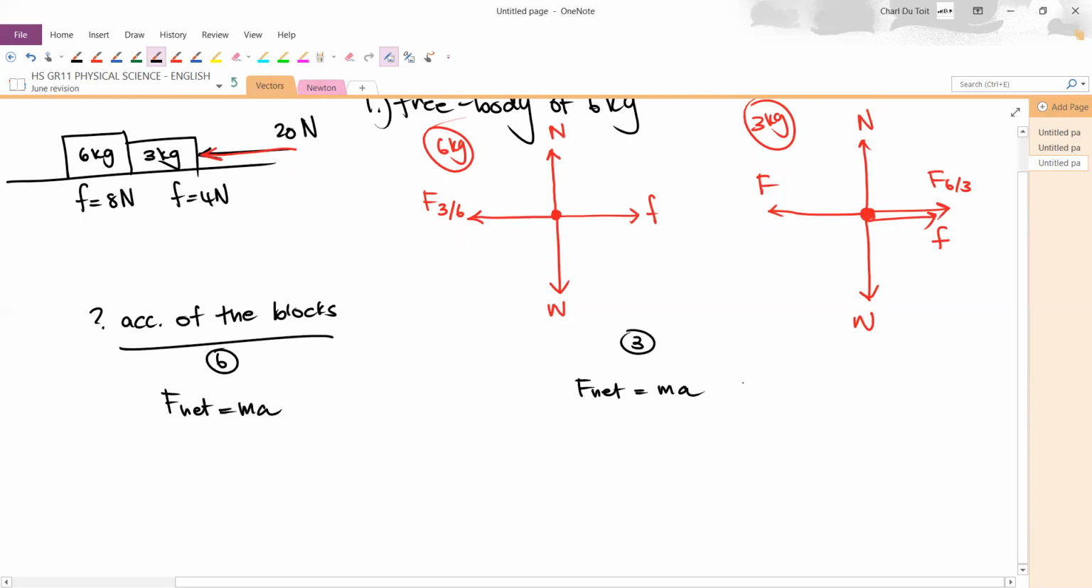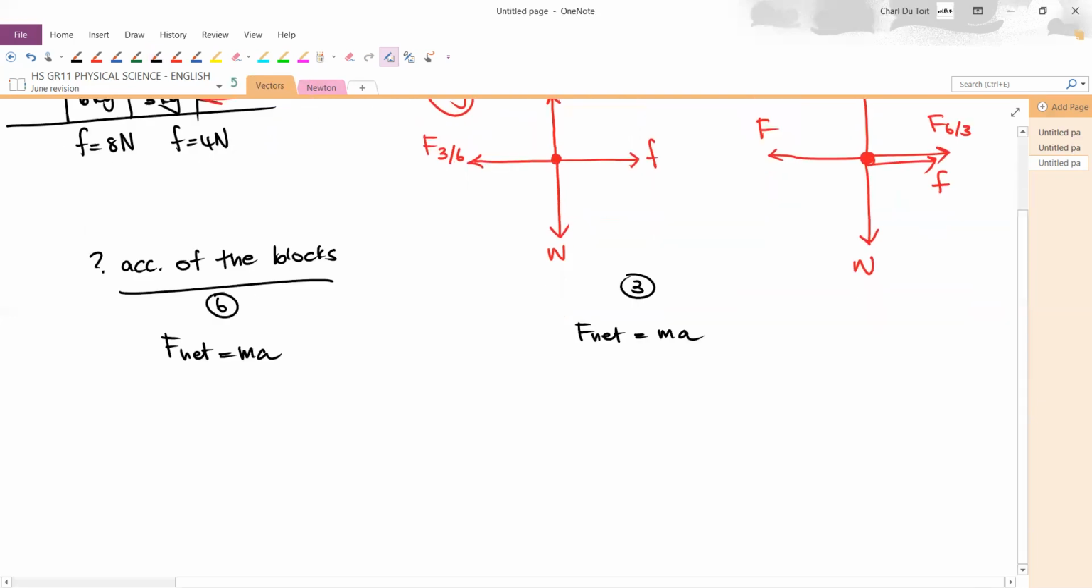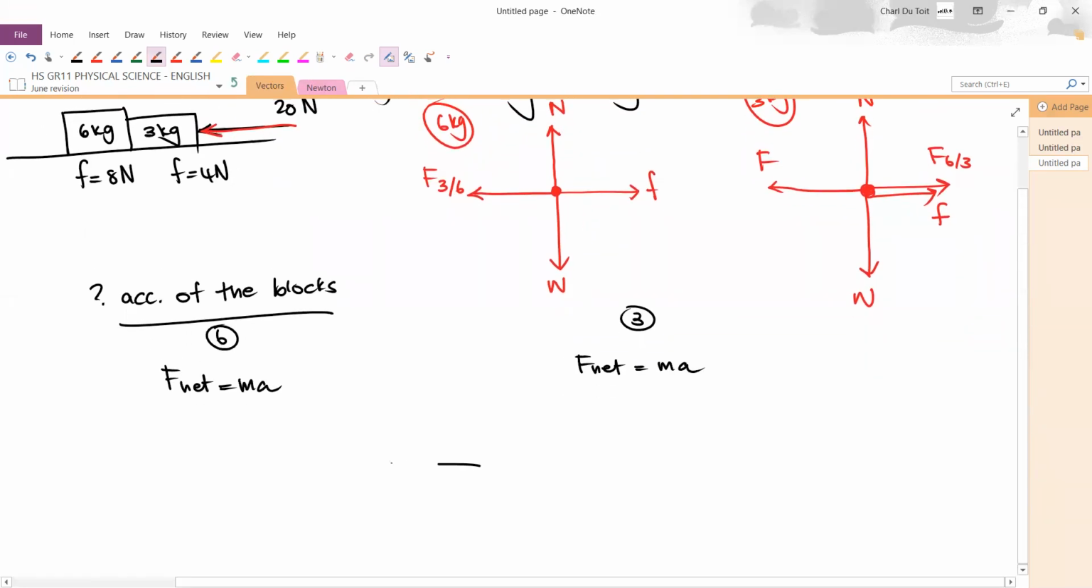There's an easy way of getting the answer actually, but you're not allowed to do that anymore. I'll just show you how to do it if you quickly want the answer. All the forces to the left is 20. All the forces to the right is 12 Newton. If I subtract that, we have 8 Newton resultant to the left. If I divide that by the total mass, I get the acceleration. 8 divided by 9, the acceleration is going to be 0.89. Okay, let's see if we get that. Oh, you're not allowed to do this method anymore.